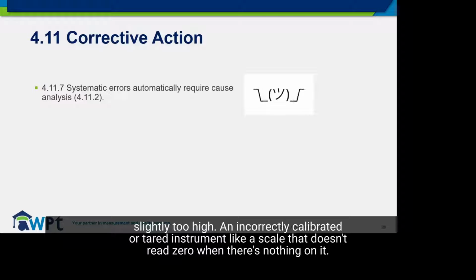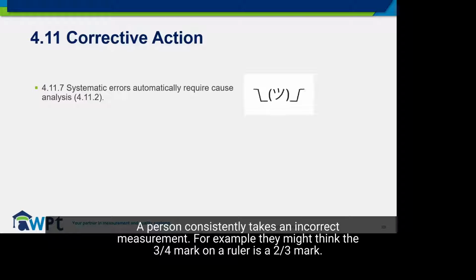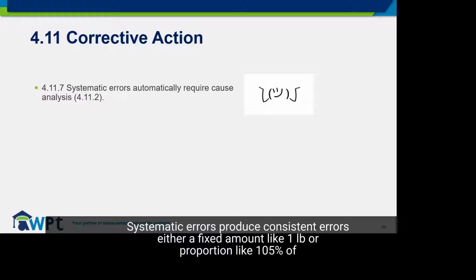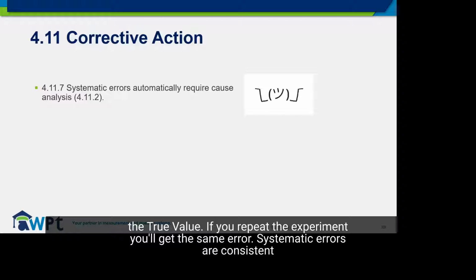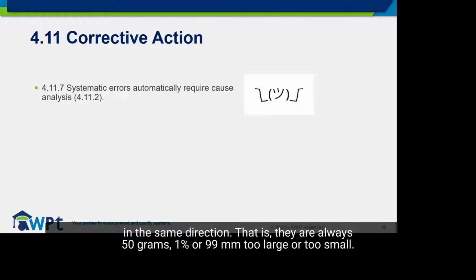An incorrectly calibrated or tailored instrument, like a scale that doesn't read 0 when there's nothing on it. A person consistently takes an incorrect measurement. For example, they might think the 3/4 mark on a ruler is the 2/3 mark. Systematic errors produce consistent errors, either a fixed amount like 1 pound or a proportion like 105% of the true value. If you repeat the experiment, you'll get the same error. Systematic errors are consistent in the same direction, that is, they're always 50 grams, 1%, or 99 millimeters too large or too small.